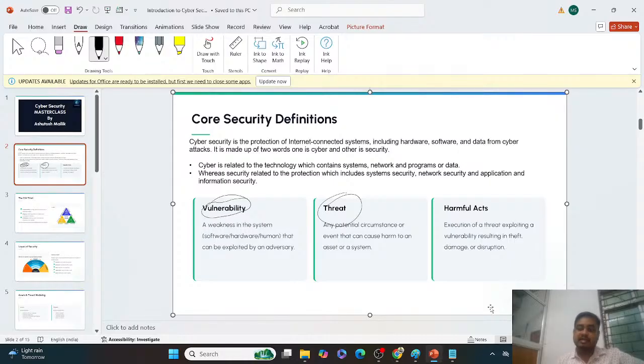In an attack, we can consider damage and deletion of data. If the attacker attacks your system, your system can be damaged, and your data can be erased or deleted. That's the result.